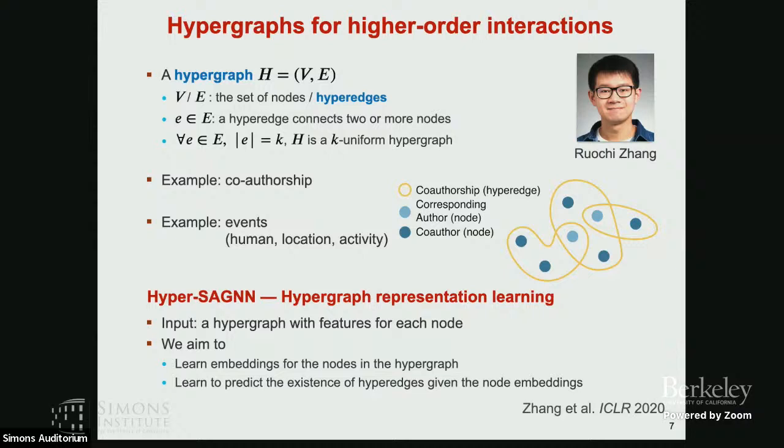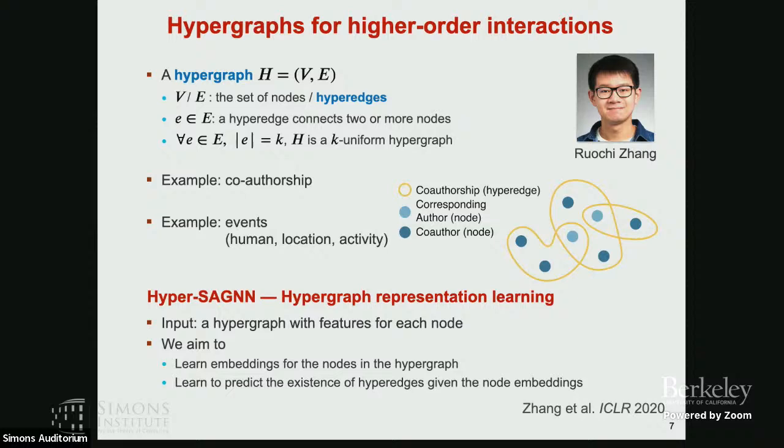So the task here is that, for a given hypergraph with features on each node, we want to learn the embeddings of the nodes in the hypergraph, and also learn to predict whether a hyperedge exists. For example, in a social network, if you know some individuals' online activity, what type of posts they have liked, and I give you three or four individuals, you want to predict whether these individuals are going to form a group chat. This analogy is exactly what we're trying to achieve: using the attributes of the nodes, together with their pairwise interactions, we may be able to predict their high order interactions.